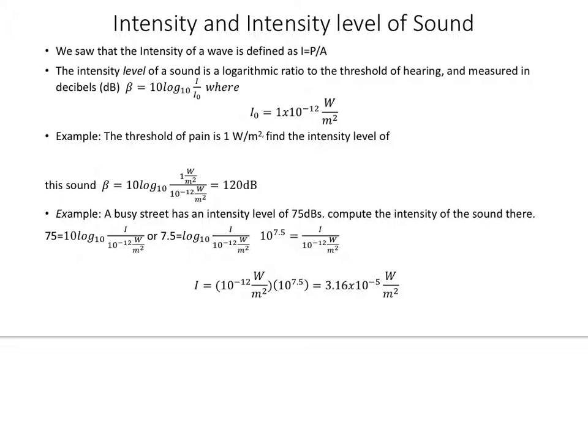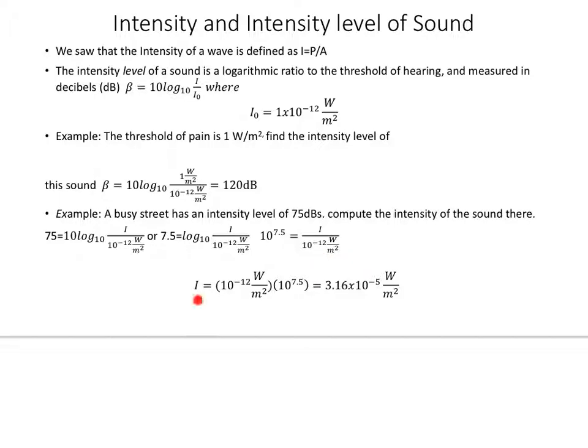So that gives us 7.5 is equal to the log of I over 10 to the negative 12. Now we have to take the inverse log of both sides of the equation. When we do that, that puts this 7.5 up into a power of 10. So it's 10 to the 7.5 power equals, and on this side, we just lose the log. So it's I divided by 10 to the negative 12.